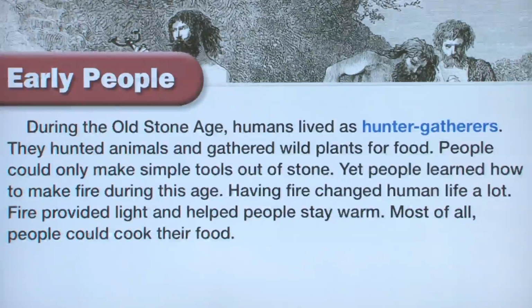During the Old Stone Age, humans lived as hunter-gatherers. They hunted animals and gathered wild plants for food. People could only make simple tools out of stone. Yet, people learned how to make fire during this age. Having fire changed human life a lot. Fire provided light and helped people stay warm. Most of all, people could cook their food.